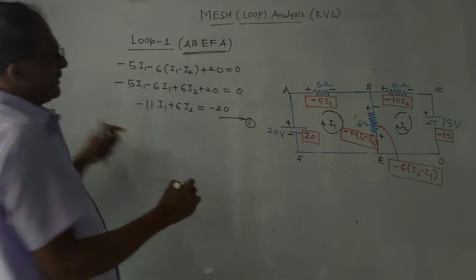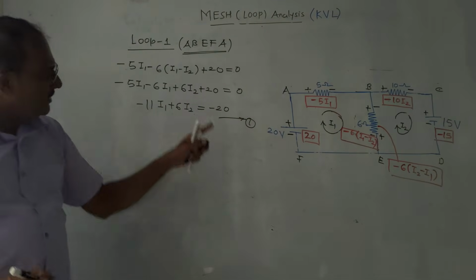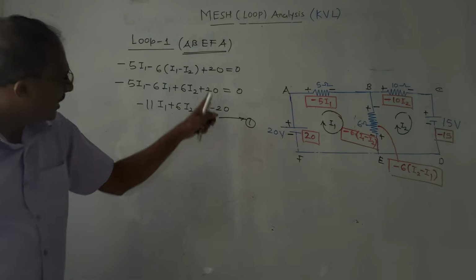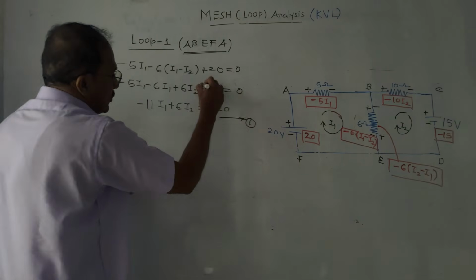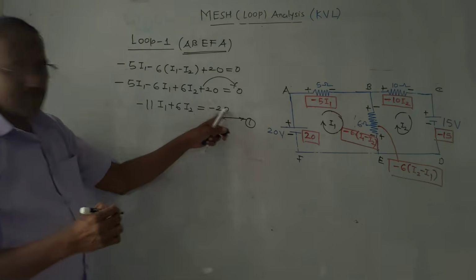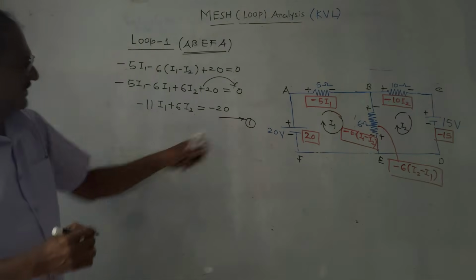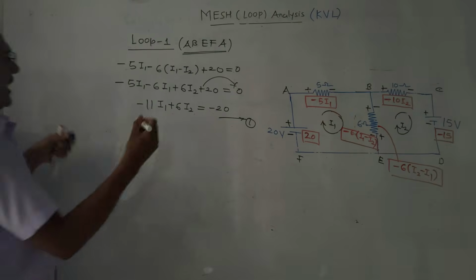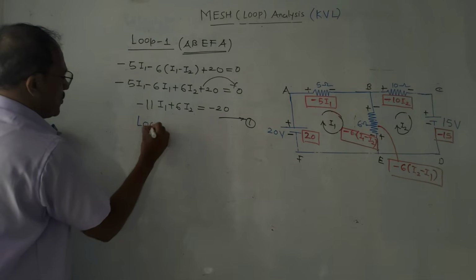Keep in mind, while writing any equation, the constant term must be at the RHS. So I have transferred this 20 to the RHS, so it becomes minus 20. This is equation number 1 for loop 1. Same way, I need to write the equation for loop 2.